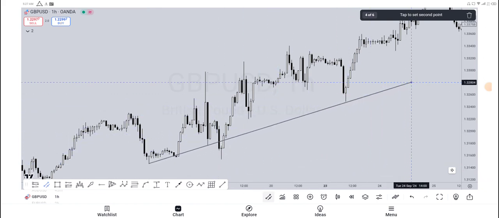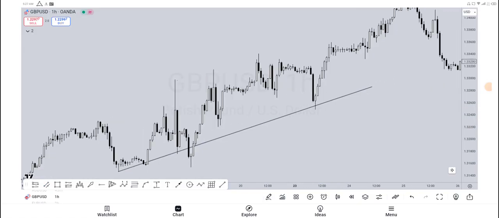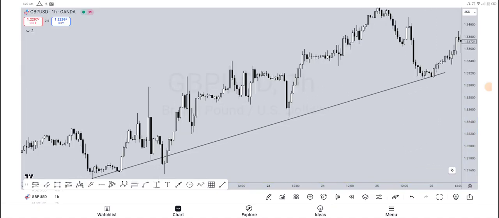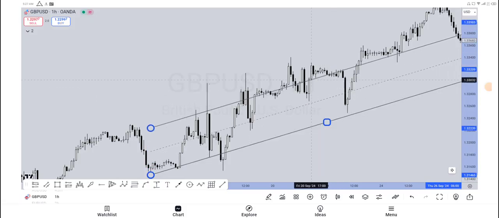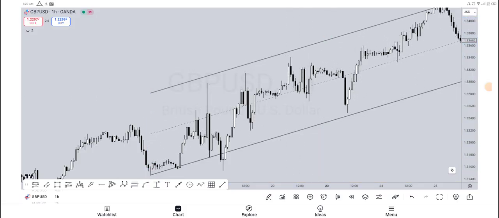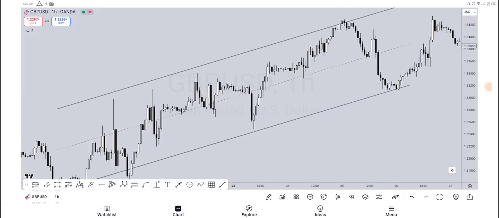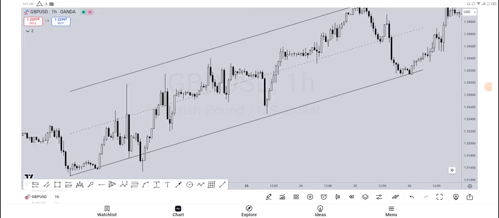At least let it touch at least 2 to 3 higher lows, right? Then from there, you will raise it up from the middle, right? And if you can notice, it's touching at least 2 to 3 swing points. You get?